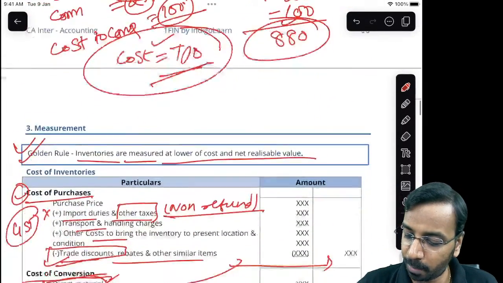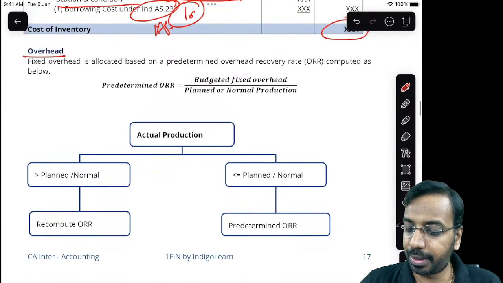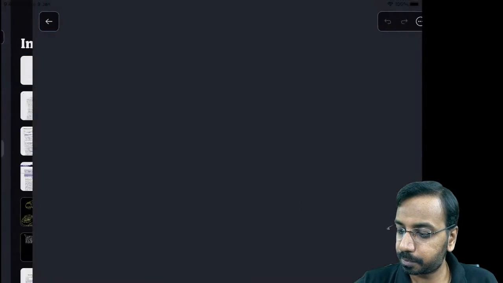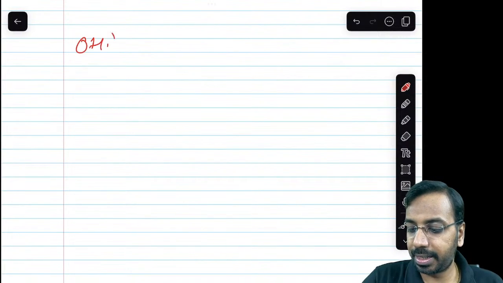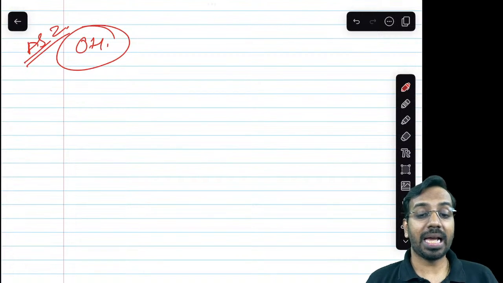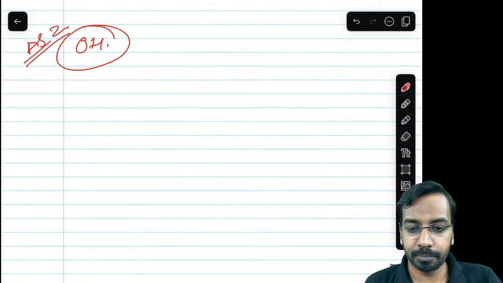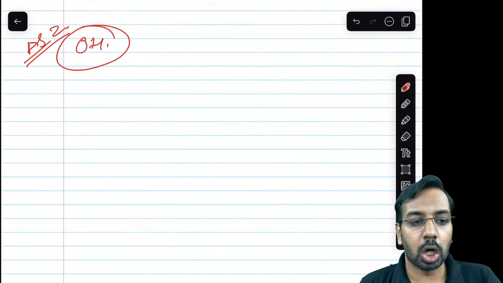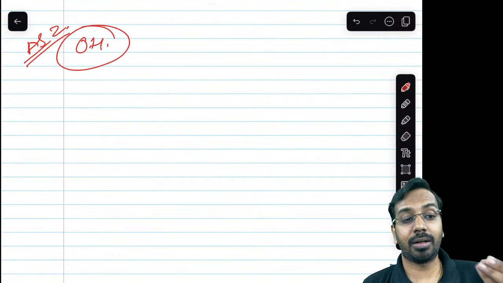Right. Now moving on to overhead. So let me do one thing. Let me create one more. Coming to overhead related discussion. This is for AS 2. Okay. Now as far as overhead is concerned, a lot of times students get confused as to how should we calculate and when should we calculate revised overhead.